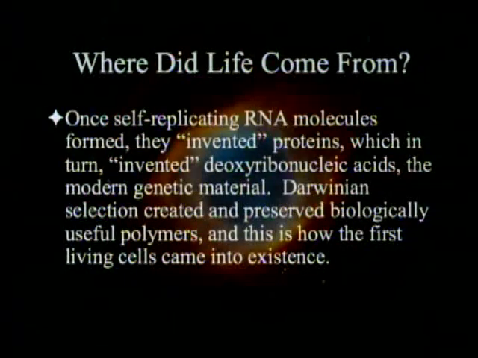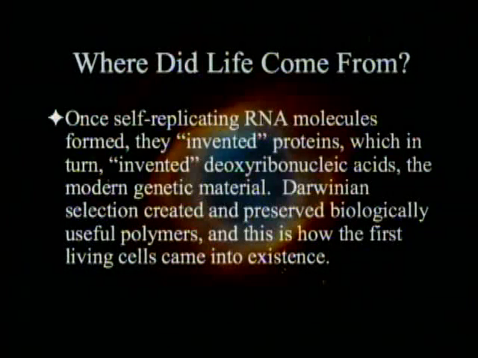I think you're correct in your implicit criticism of the scenario. Darwinian selection created and preserved biologically useful polymers. Start out with clay, then proteins, amino acids, then RNA, then RNA and protein, then DNA and RNA and protein. And this is how the first living cells came into existence.